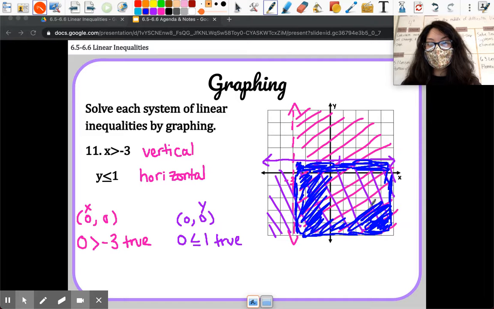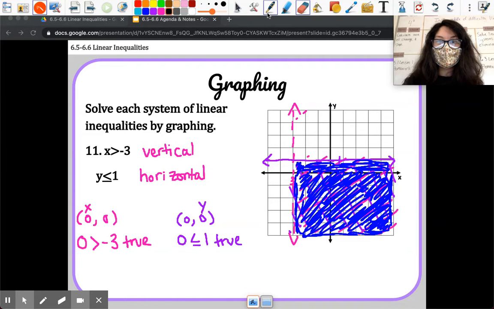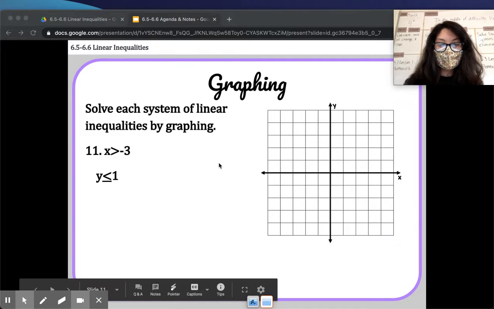So obviously, if you're doing this on paper, it's going to be ideal to use pencil so you can go back and erase. To the best of my ability, I'm going to try to erase all the shading everywhere else that we don't need. None of this is a solution to the system. It's just a solution to one of the inequalities. And there's our final answer, that part of the graph. Let's try another one.